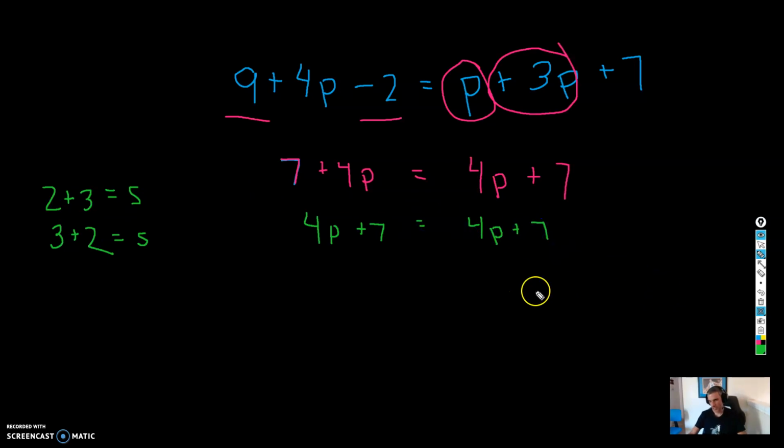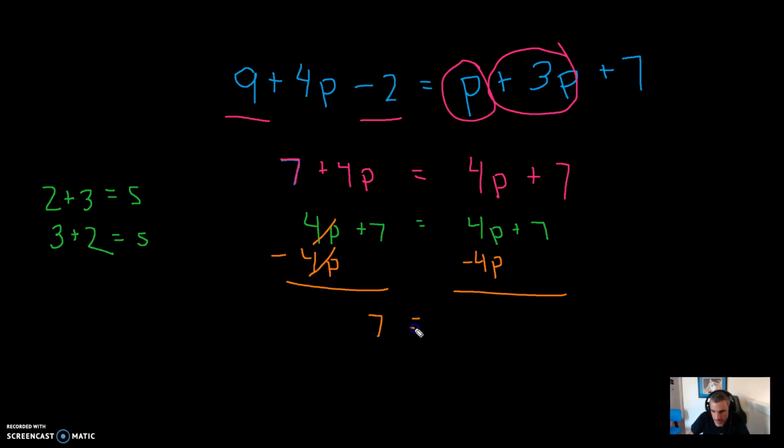Okay, so I got p's on both sides. Let's subtract 4p from both sides. All right, this is how we would solve an equation with variables on both sides. I have 4p's, I take away 4p's, there's nothing left, and I still have my 7. On the right-hand side, I have 4p's, I take away 4p's, so I have no p's left, and I have 7.